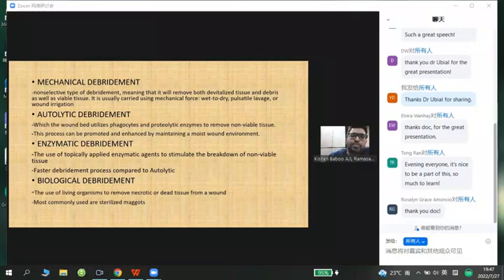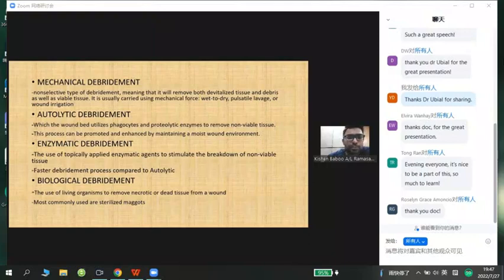Enzymatic debridement is the use of topically applied enzymatic agents like collagenase and papain, where they actually help to do the work for you. That means they help to debride the wound. The last is biological debridement, the use of living organisms to remove necrotic or dead tissue.